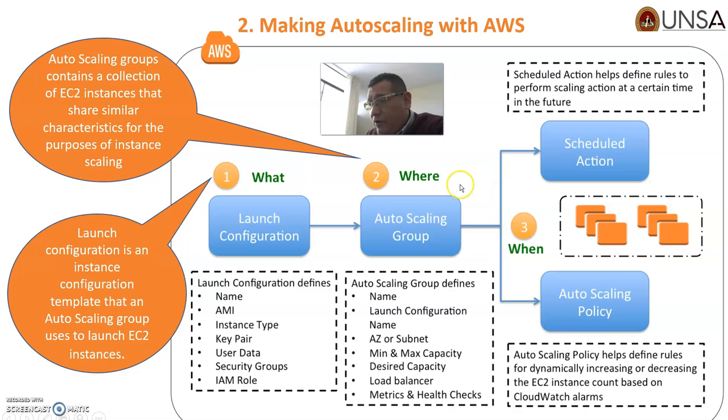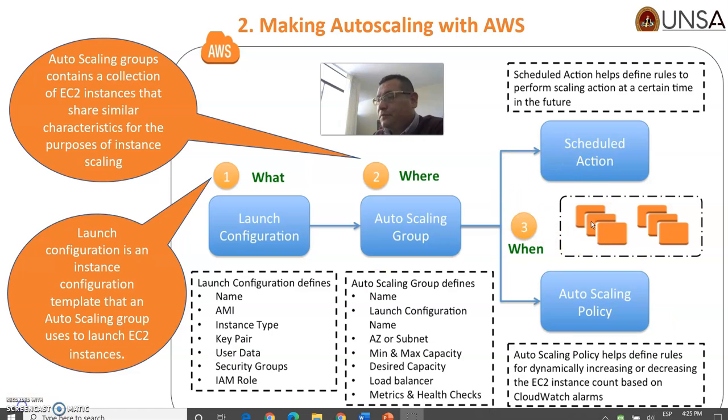And where we're going to do this, it could be done in the scheduled action or in the autoscaling policy. The scheduled action helps define rules to perform a scaling action at a certain time in the future. On the other side, the autoscaling policy helps define rules for dynamic increases or decreases of the EC2 instance count based on the CloudWatch alarm. And when is that going to be done? All this is going to be done on the instances here.